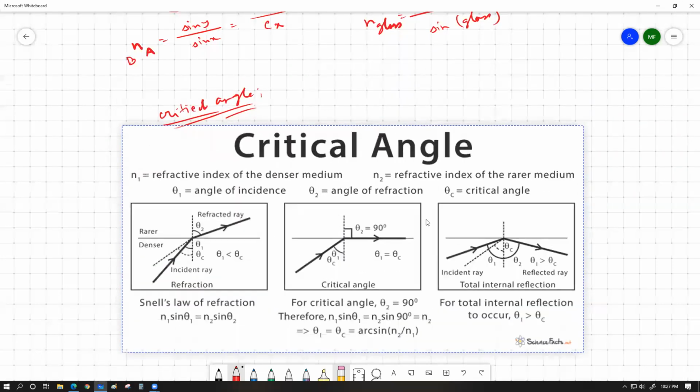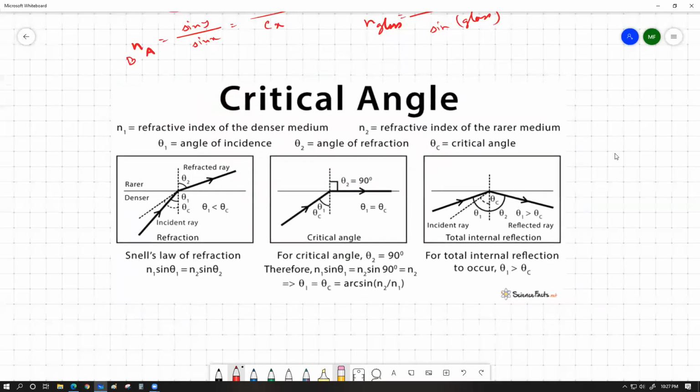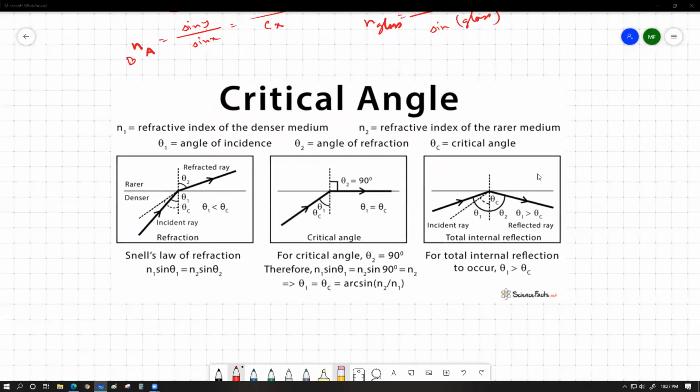So let's have a look over here, critical angle. We are given three different scenarios. N1 equals the refractive index of the denser medium, N2 equals the refractive index of the rarer medium, theta 1 equals the angle of incidence, theta 2 equals the angle of refraction, and theta c equals the critical angle.